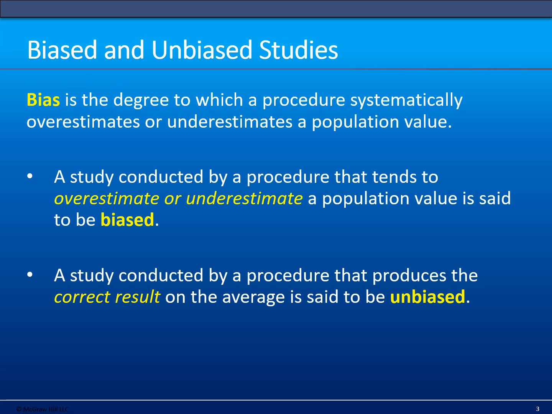Bias is the degree to which a procedure systematically overestimates or underestimates a population value. Typically, when bias is present, though, you're not necessarily aware of it or you would correct it. So when a study isn't reliable, a lot of times that is due to bias. And this can happen in a number of different ways.